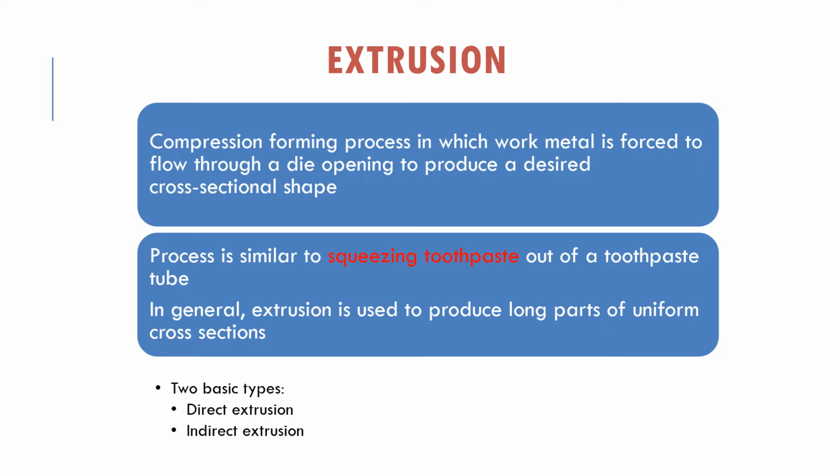Okay, so we have two basic types, which are direct extrusion and indirect extrusion. Under direct extrusion and indirect extrusion, there are two types, which are the solid and also what we call the hollow part. Meaning that if we want to divide it, it becomes four types of extrusion.